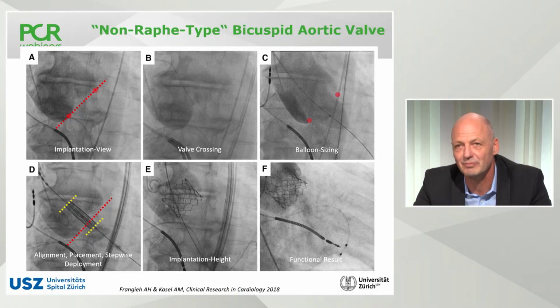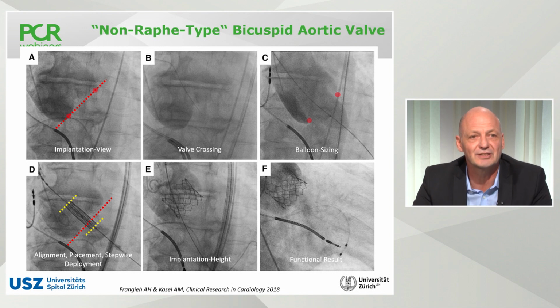Yeah. And I do it in type 0, but also in type 1. We know where the Raphe is. And so don't try to cross where the Raphe is.